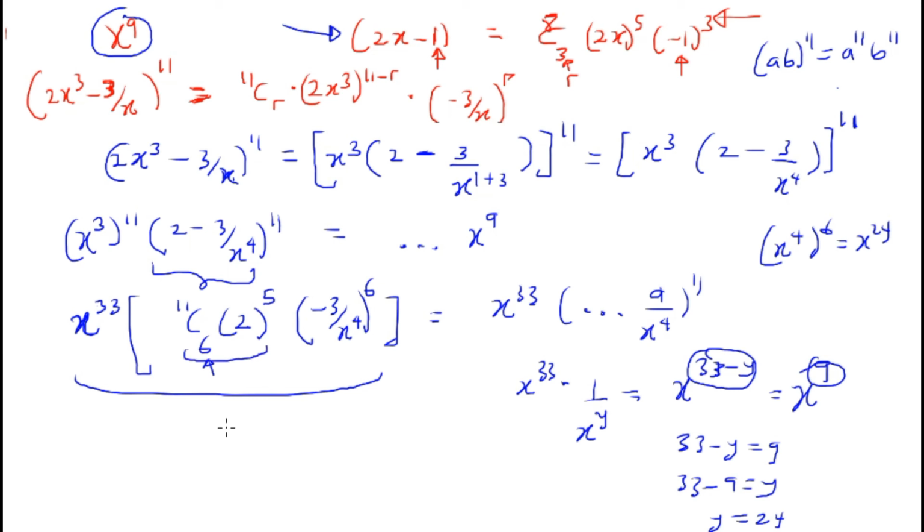Alright, minus 3 raised to power 6. Okay, I think we have done that initially. That's supposed to be 729, multiplied by 1 over x raised to power 24, and then 2 raised to power 5. 2 raised to power 5 is 32, multiplied by 11 combination 6.